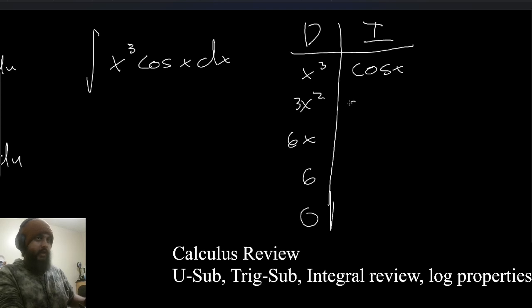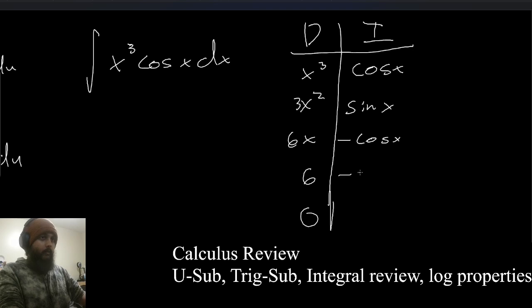Sine x. Integral of sine? Negative cosine. Integral of negative cosine: negative sine of x. And then finally, the last one, cosine x. Notice it always goes cosine, sine, cosine, right? And then it goes positive, positive, negative, negative, positive.